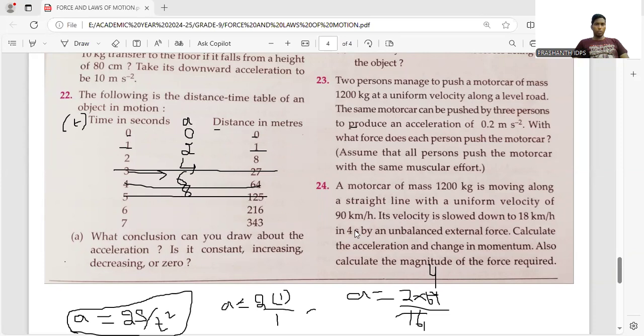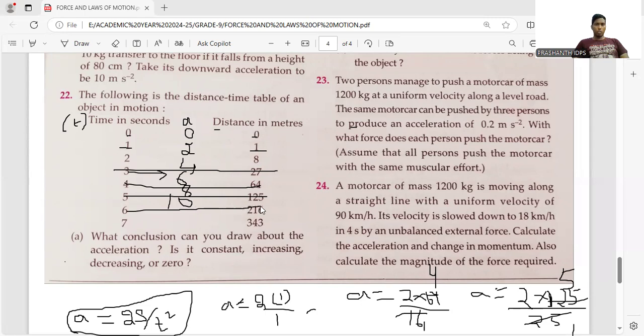Now 5 and 125. So a is equal to 2 into 125 divided by, what is the time value? 5 square. 5 square how much? 25. So 25 fives are 125. So 5 twos are 10. For 5 you are getting 10.